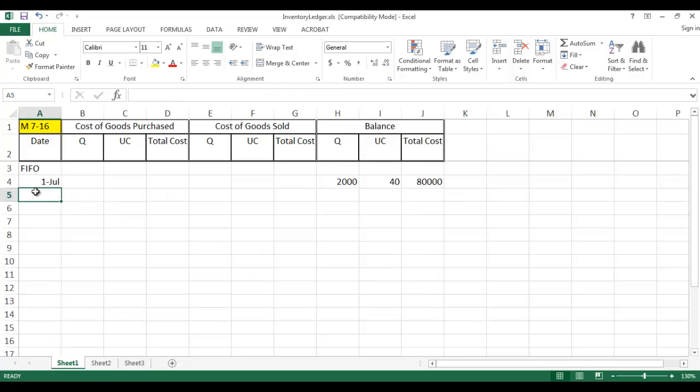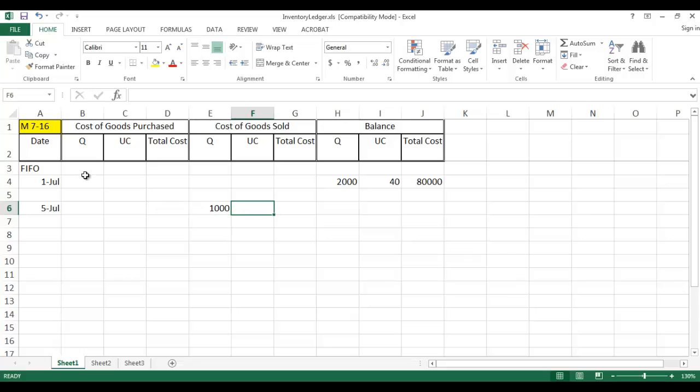Okay, so we're continuing on now with the FIFO version of 7-16 here. So our beginning inventory is the same as it was under LIFO: 2,000 units at $40, total cost of $80,000. On July the 5th, this transaction is the same as well. We sold 1,000 units.